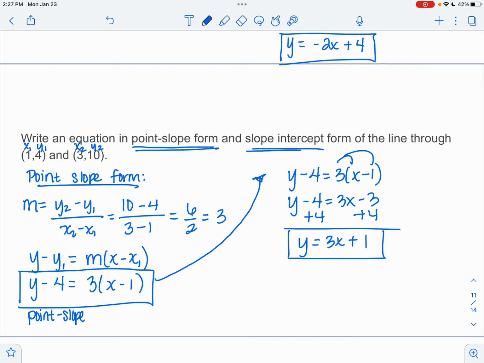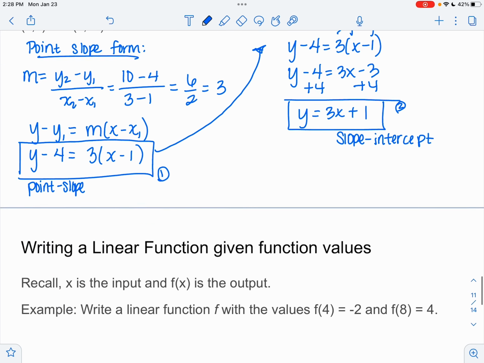And slope intercept. So if you were to get onto Desmos and graph these two lines, exactly how they look, so this is your first line and this is your second line, you'll see that they are actually the exact same line. They look a little different, but they are the same line. One's in point slope form, one's in slope intercept form.